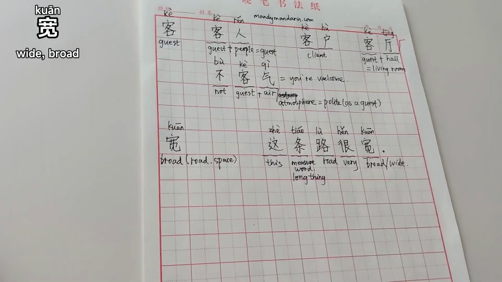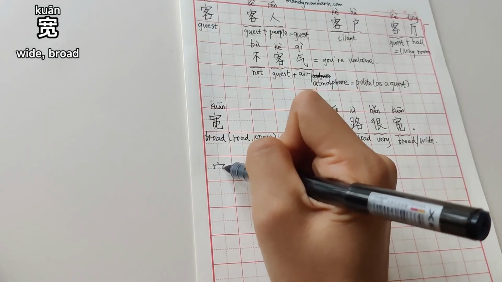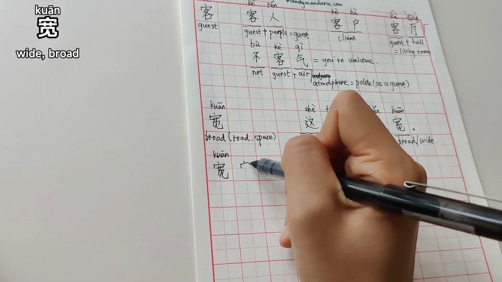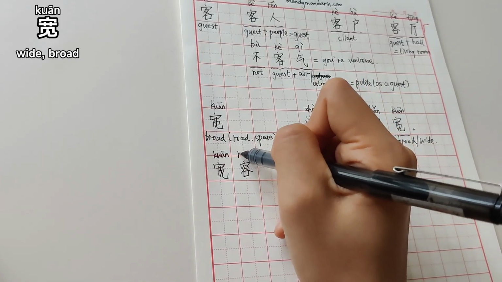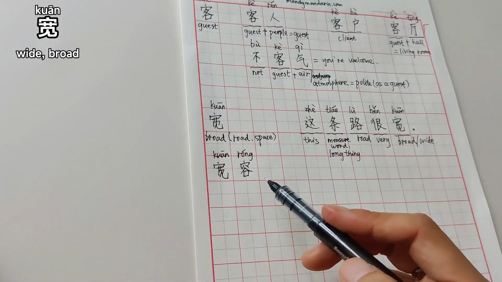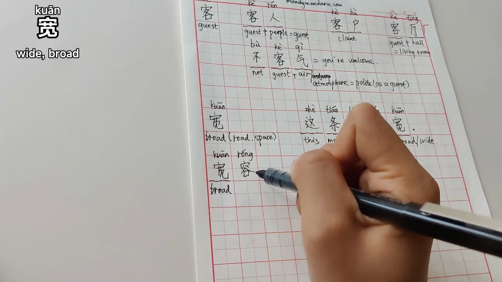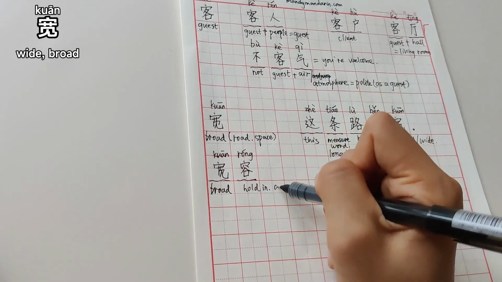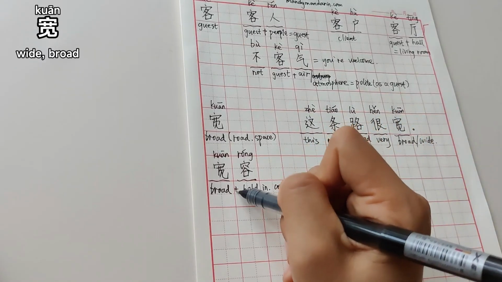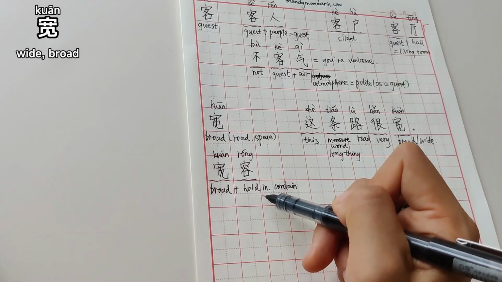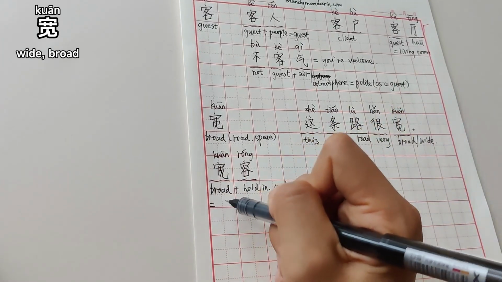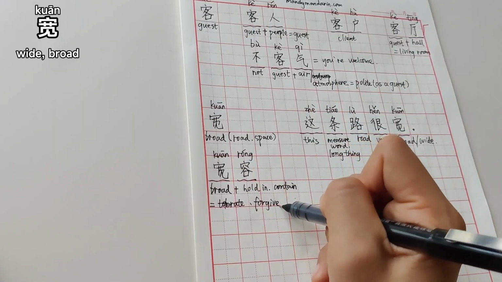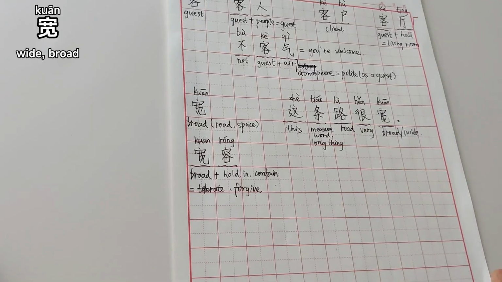Now let's make it a little bit more abstract. We can have 宽容. 宽 means broad, and 容 means to hold in, to contain. So it's very broad. You can hold in many different things. So 宽容 could be tolerate or to forgive. Let's get to a sentence.